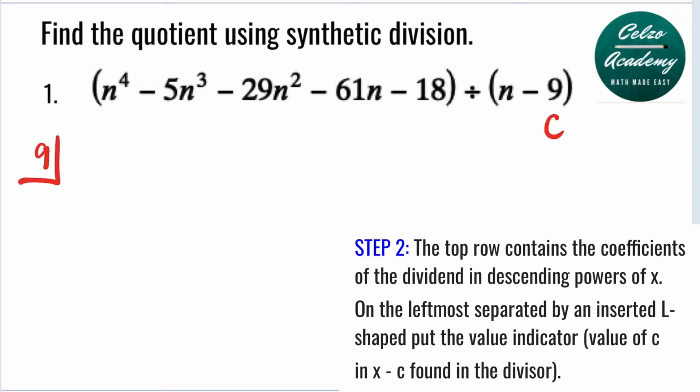Now we need to write down the coefficients of our dividend. n to the fourth has a coefficient of 1. The next term has a negative 5. Next, we have negative 29, negative 61, and then negative 18.